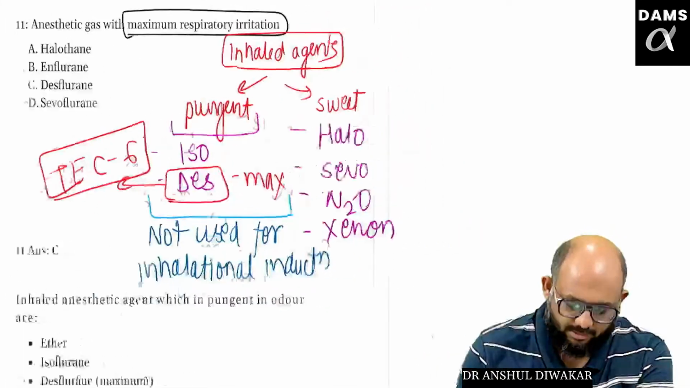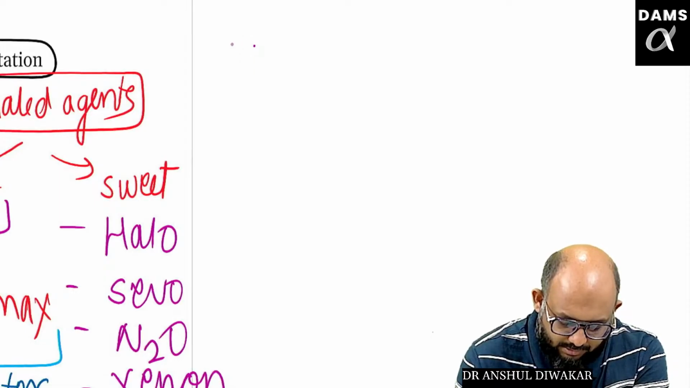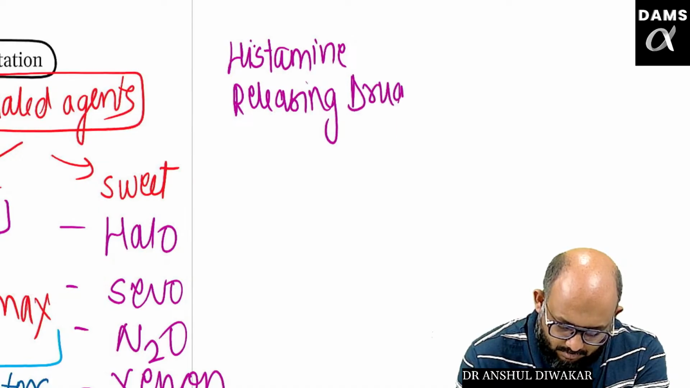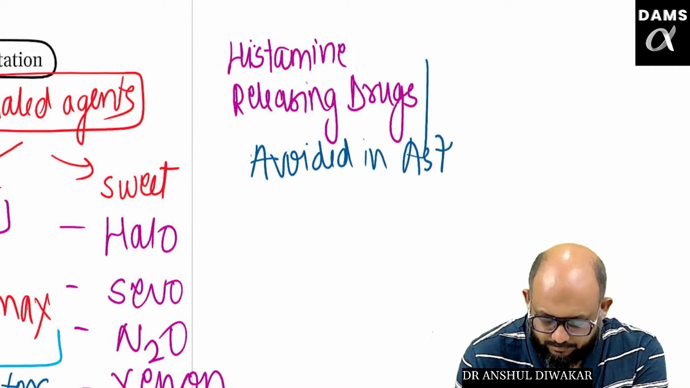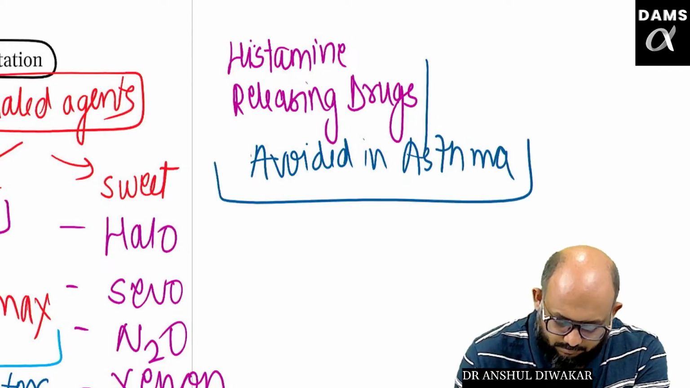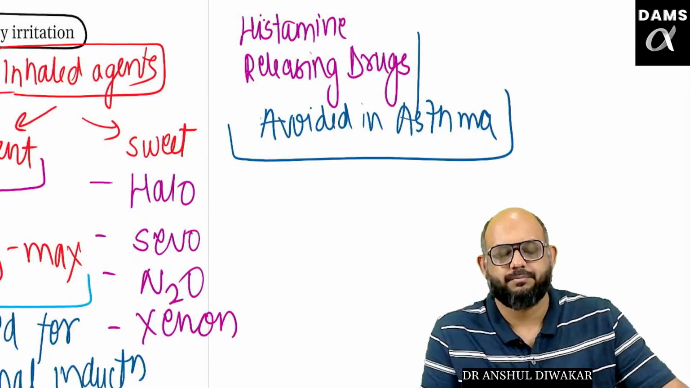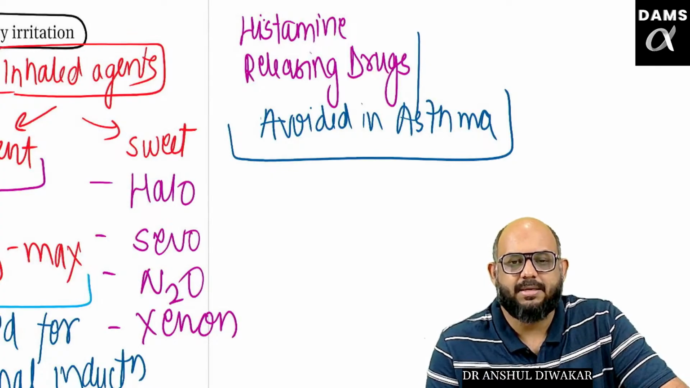Very good. Change is good has put up a very good point. What are the drugs used in anesthesia that release histamine? Also the drugs that should be avoided in asthmatic patients. Histamine releasing drugs that should be avoided in asthmatic patients.